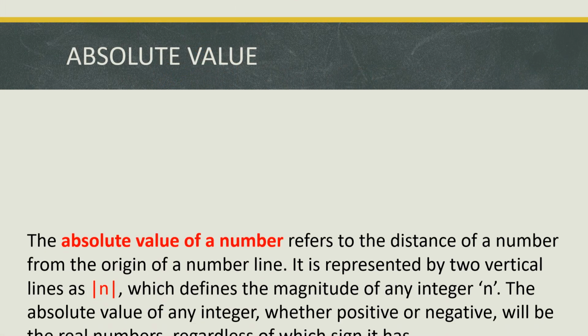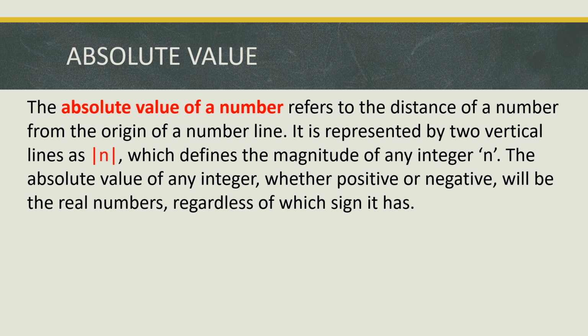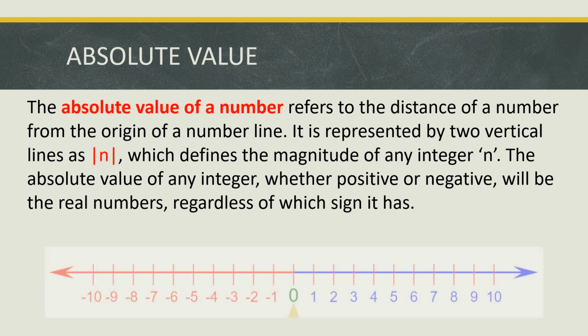The absolute value. The absolute value of a number refers to the distance of a number from the origin of a number line. It is represented by two vertical lines, as the absolute value of n, which defines the magnitude of any integer n. The absolute value of any integer, whether positive or negative, will be the real number regardless of which sign it has.